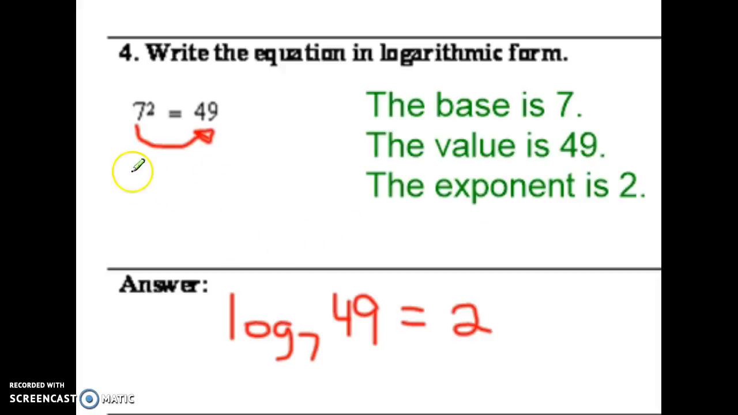In problem number 4, we're changing from exponential to log form. My base is 7. So it is going to be log base 7. So that equals 49 is the value. 7 is the exponent. So make sure you check this to see if it makes sense. 7 squared is 49, which is correct.